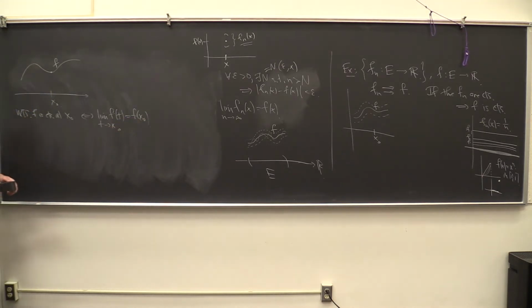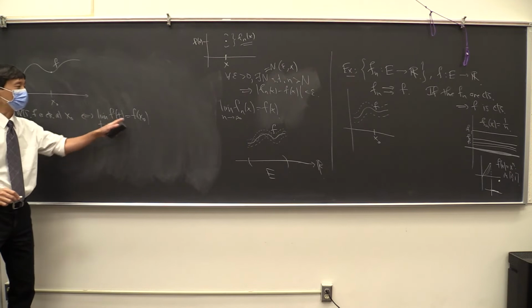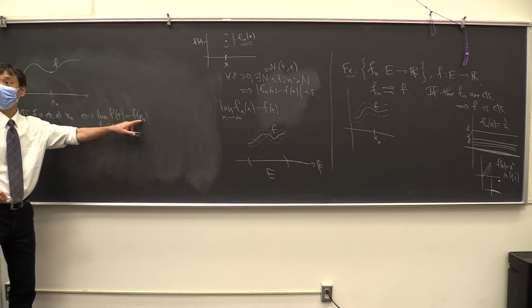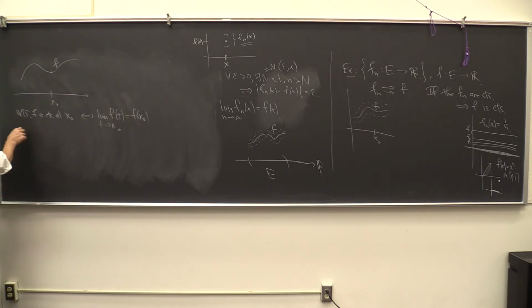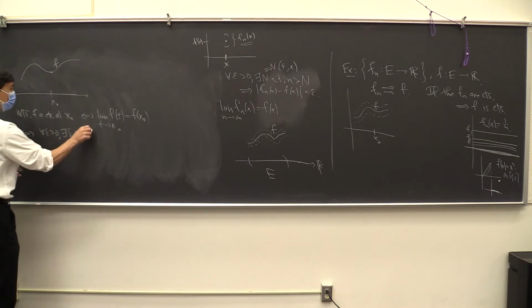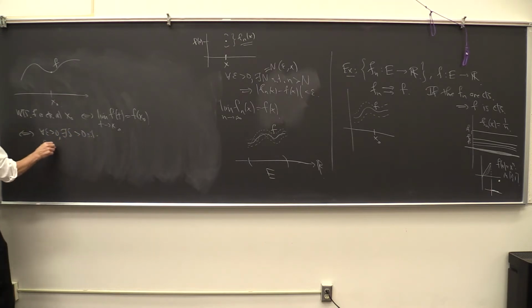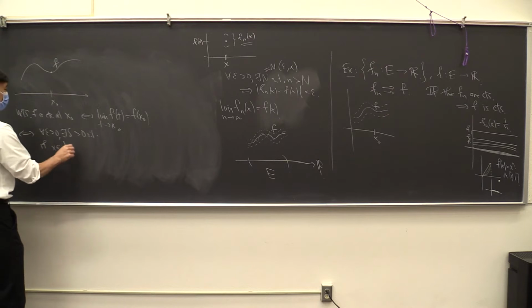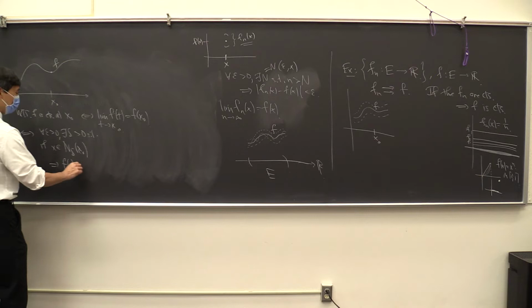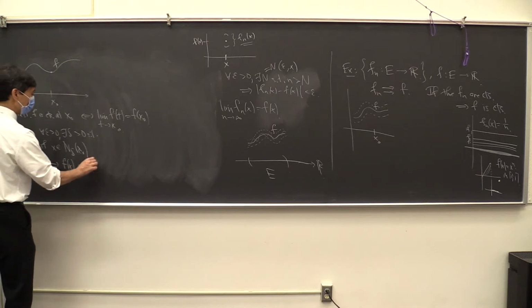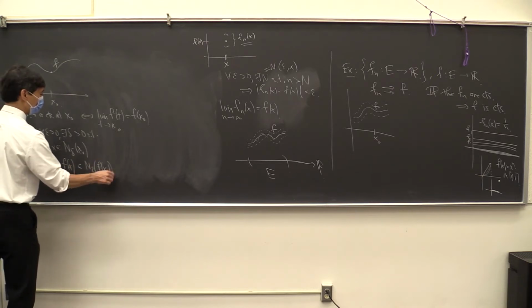Sure. So the limit as t approaches x naught of f of t is f of x naught. Let's say that in epsilon delta language. That means that given any epsilon, there exists a delta such that if x lies in the delta neighborhood of x naught, then f of x lies in the epsilon neighborhood of f of x naught.